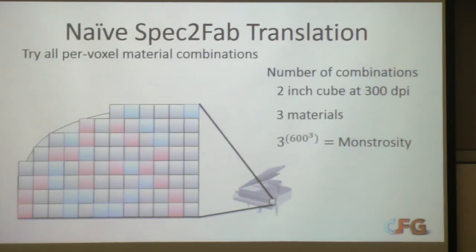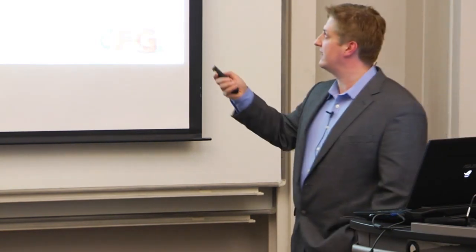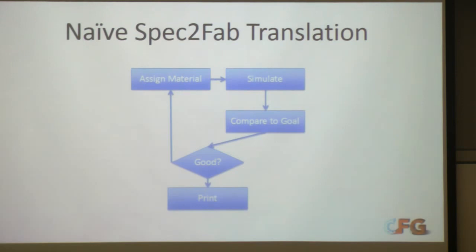The problem is that this type of approach doesn't really work when you work with 3D printing. The main thing is that the whole possible design space is way too large. Even if you were to take a 2 cubic inch volume at 300 dpi and 3 materials, you would have a really large number of different material combinations to try. So this really doesn't work. We have to work with different solutions that solve this problem. Okay, so this is this naive spec to fab translation process.